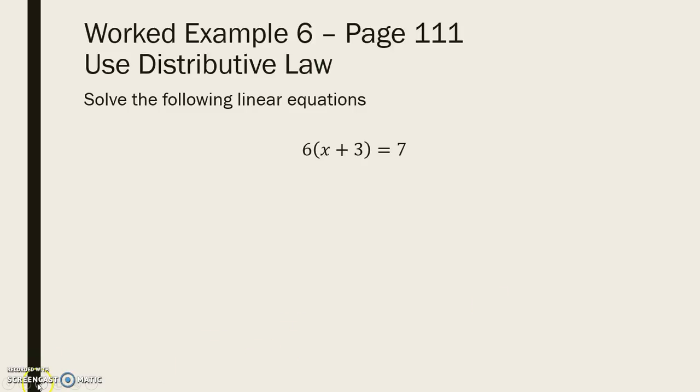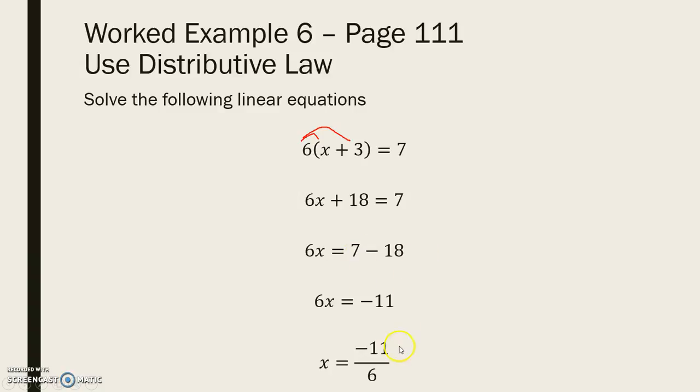Here's our second example, once again with the distributive law. Multiply out first, and we get 6x plus 18. So we undo that by taking the 18 first, giving us 6x equals negative 11, and then divide by 6. So that's a fraction. That's an actually valid answer. It's not one that can be simplified much further than that. All you can do is write it as a mixed number, which we don't tend to do very much when we hit senior. So that's a valid answer. It's much more accurate than a decimal answer.